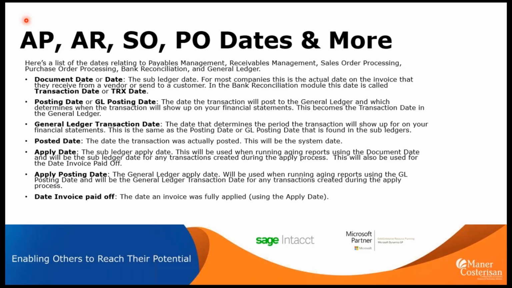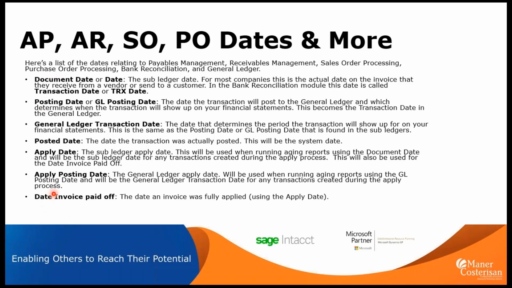Posting dates, or your GL posting date, is a date that it will post to your general ledger. So for example, you could have a document date of 1/1/2020, but you want it to be posted 12/31/2019. You can have those two different dates if you really wanted to. When in the accounts receivable module, the applying date could be a different date also. Even with your AP, you could have a different apply date.